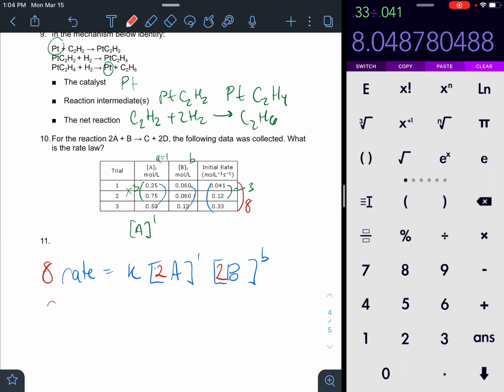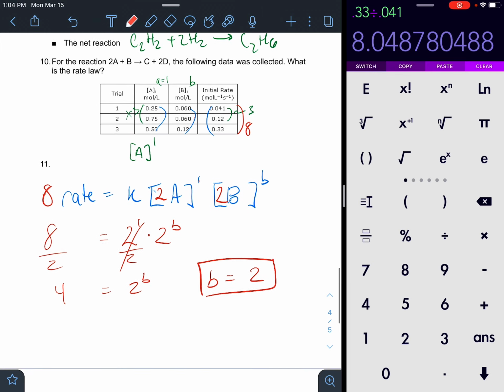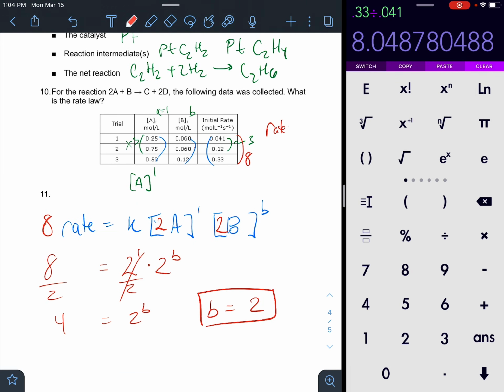So that means that the 8 has to be equal to 2 to the power of 1 times 2 to the power of B. Okay, we can do some little division here. Get rid of that one. We got 4 equals 2 to the power of B. So B must be 2. And then we're done. Okay, so that's great. So that one works out. So now we can say, what's the rate law? So we're just going to say rate equals K times A times B squared.